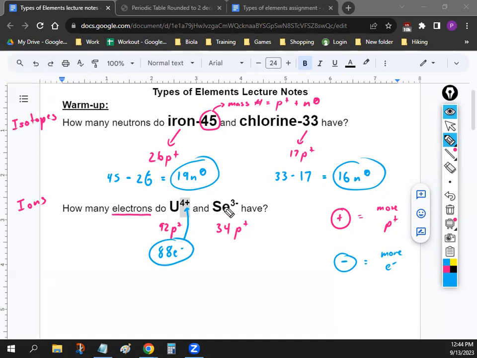All right. Next is Se3 minus. This one has a negative charge, which means we have more electrons. So the number should be bigger than 34. How much bigger? 3 bigger. So add 3, and you should get 37 electrons. Okay, so those are the answers for this one.